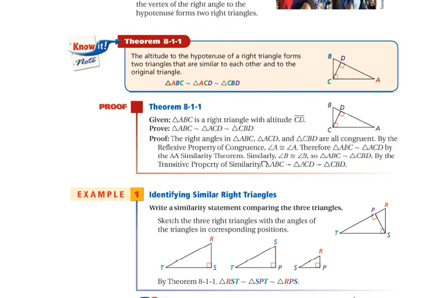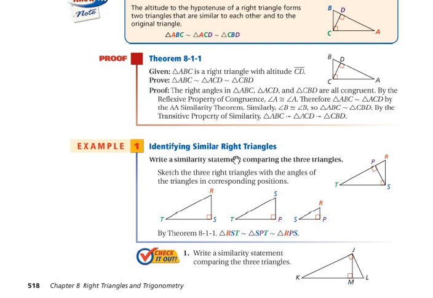And so the first part of this section, what you're doing is really just taking this triangle, here's an example, and breaking it into the three similar triangles. And just writing it as similarities.